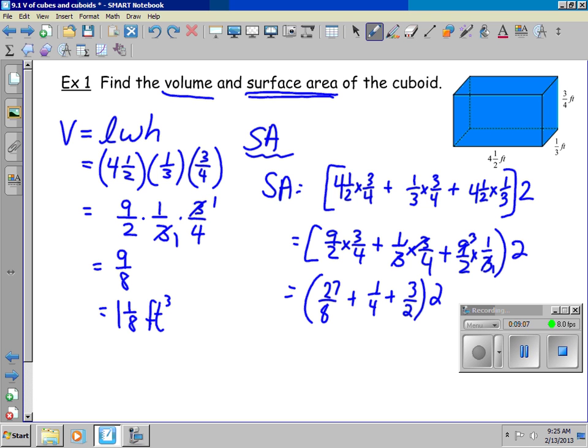All right, what do I got to do to simplify what's inside the parentheses? Jason? Find common denominator. Good, what do you recommend? 8. All right. So we have 27/8 plus 1/4 is how many eighths? 2/8. And Ethan, 3/2 is how many eighths? 9? Did you get 9 eighths? Oh wait, no. It's 12/8. 12 eighths.